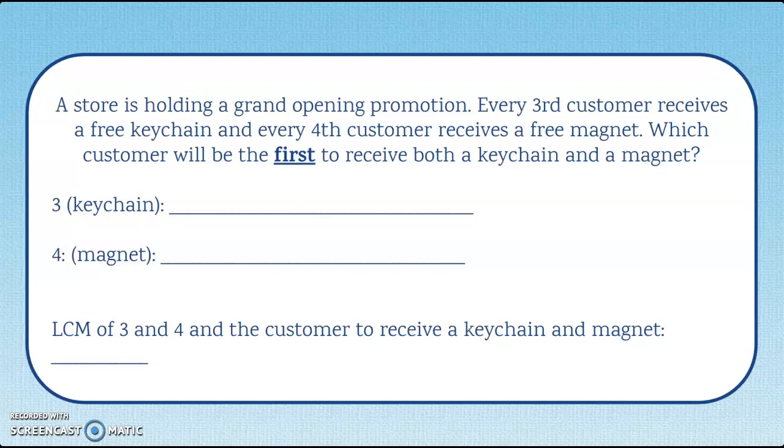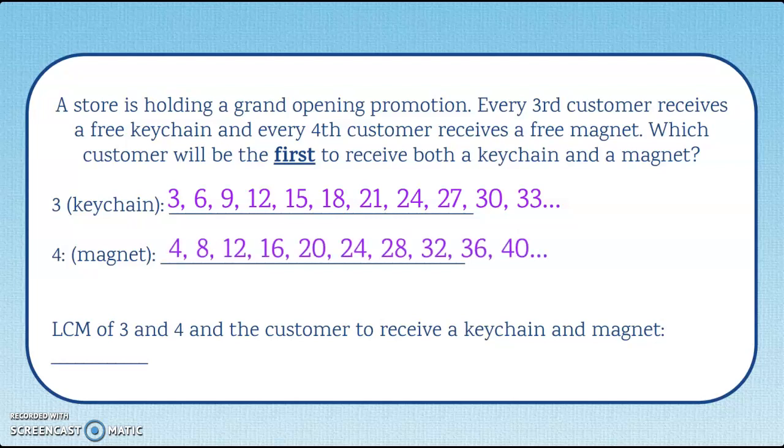To find this, we find the multiples of 3, which are 3, 6, 9, 12, 15, 18, 21, 24, 27, 30, 33, and so on. We also find the multiples of 4. So 4, 8, 12, 16, 20, 24, 28, 32, 36, and 40, and so on.